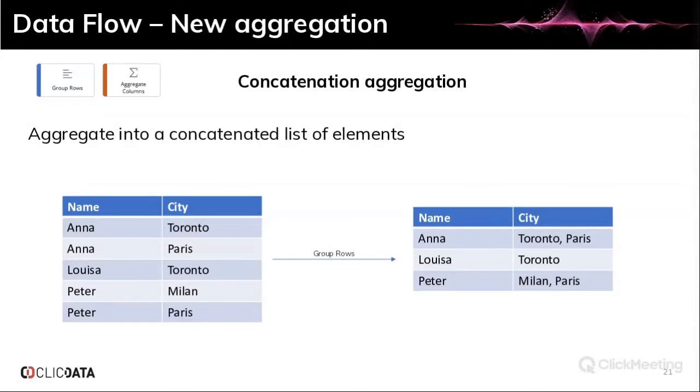We have also a new aggregation mode, which is concatenation, which you can apply in existing nodes, the group rows and the aggregate column nodes. This helps you to do the reverse of the text to rows. This is turning rows into a list of items. As you can see here on the screen, we have, for example, multiple iterations of different cities for a certain person, and you can turn those into a list, into a new column. Super handy. That's something that has been asked a lot before by users, and I hope you will find this useful.